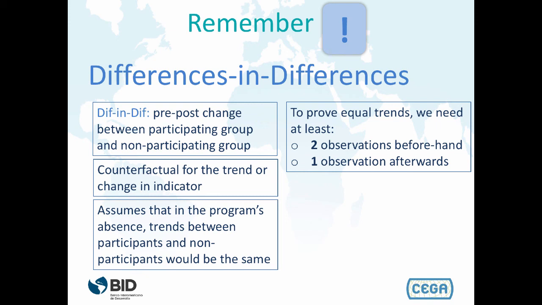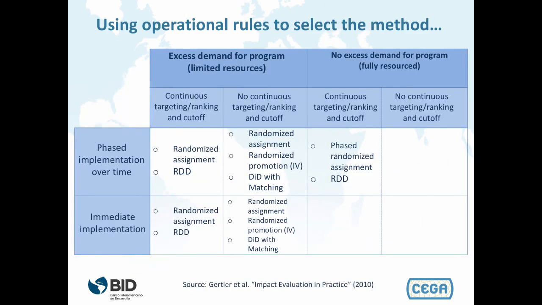With respect to the situations where we don't have excess demand, i.e. we're fully resourced, we'll eventually have enough money and ability to provide the program to everybody. In the phased implementation case, well, we can again do phased randomized assignment, that is randomizing who goes first, second, third, or a regression discontinuity design. If we're in the case of immediate implementation, we're then restricted to the RDD.